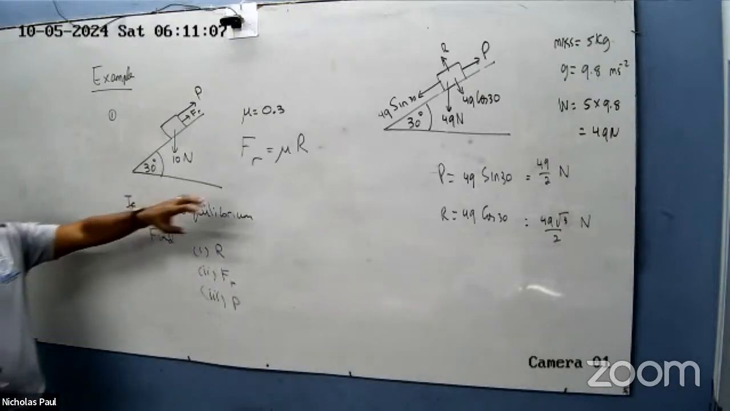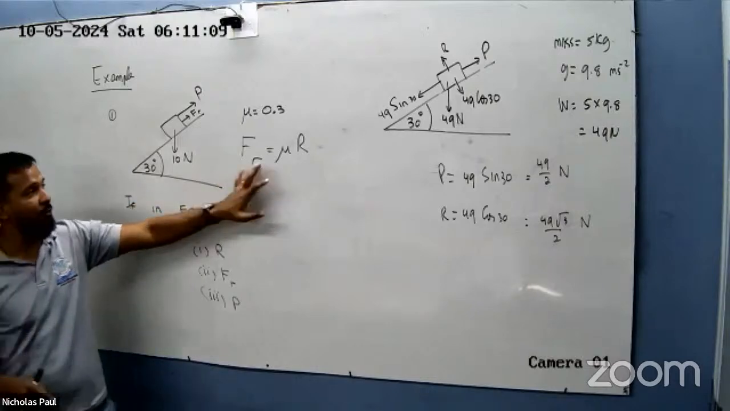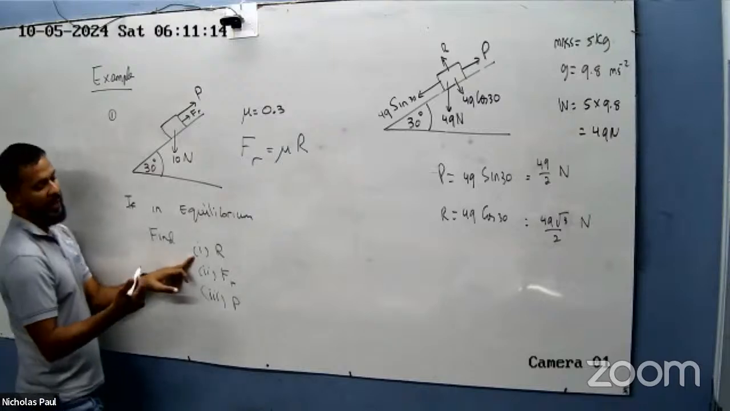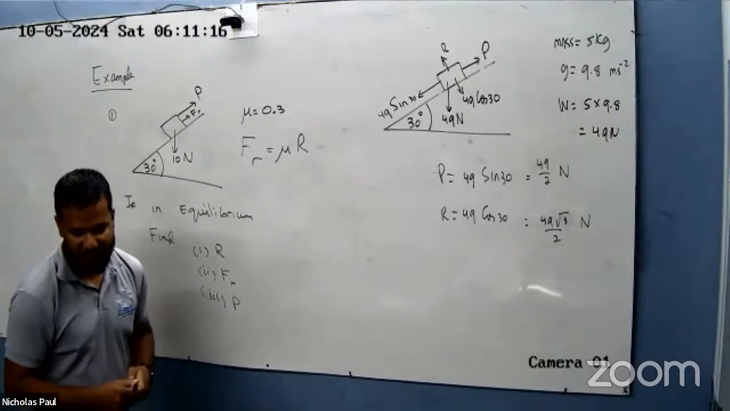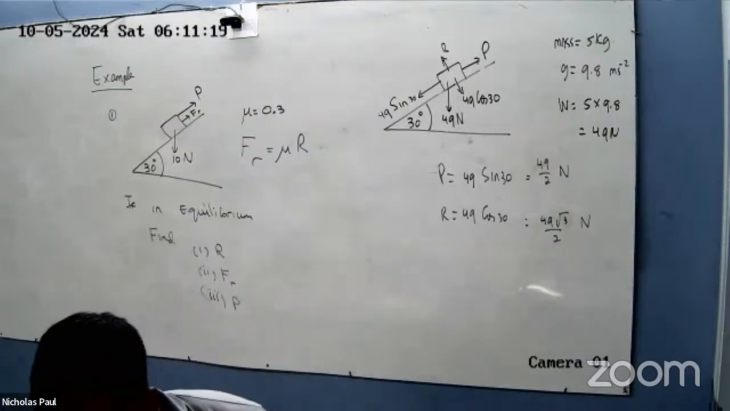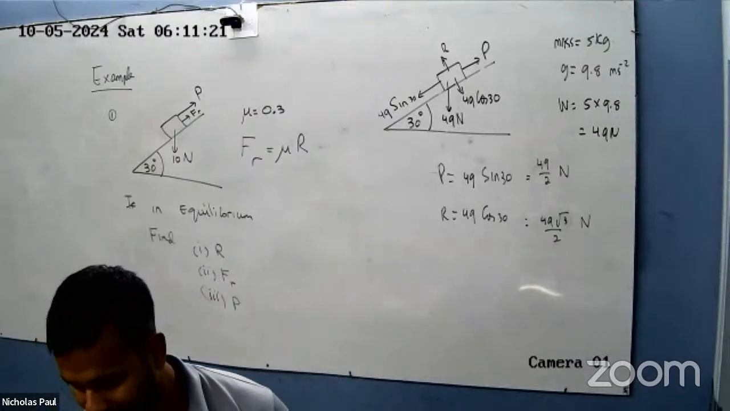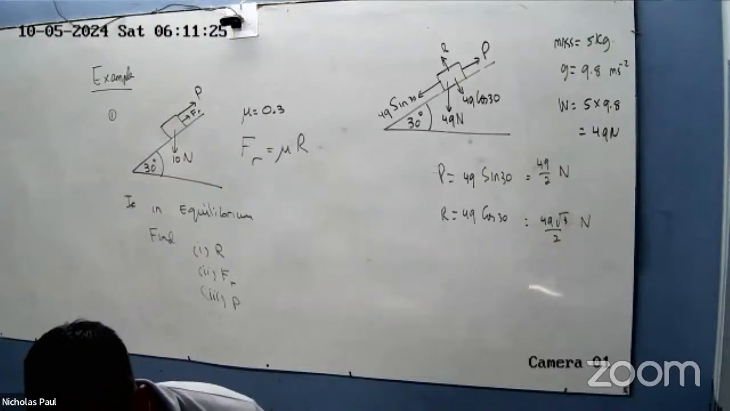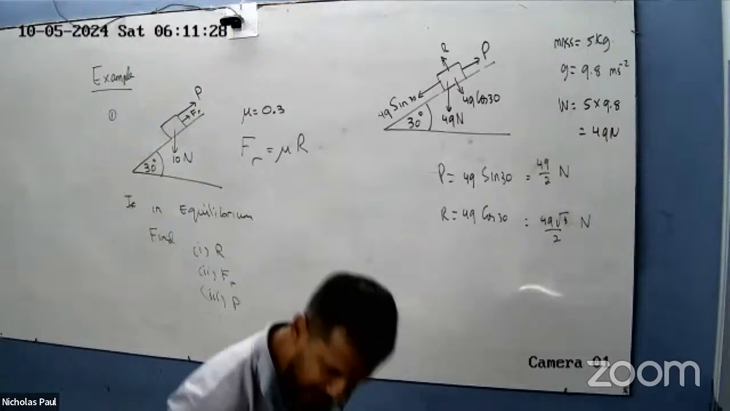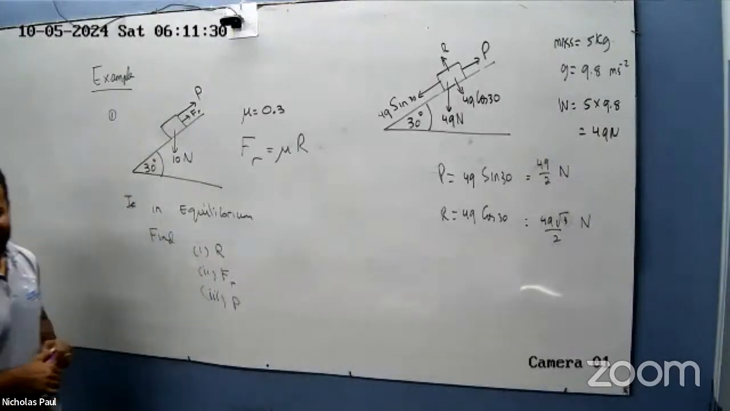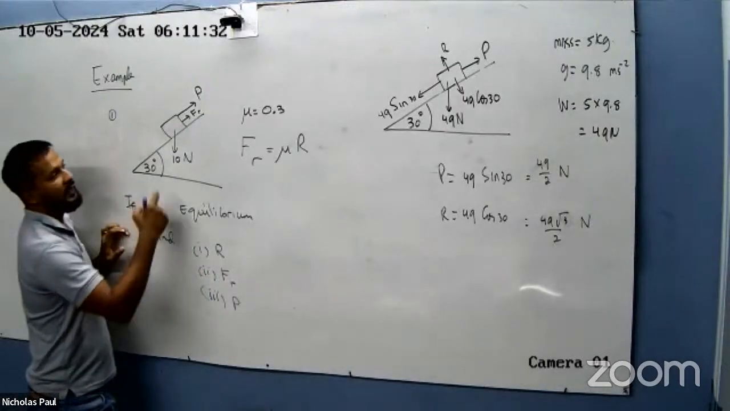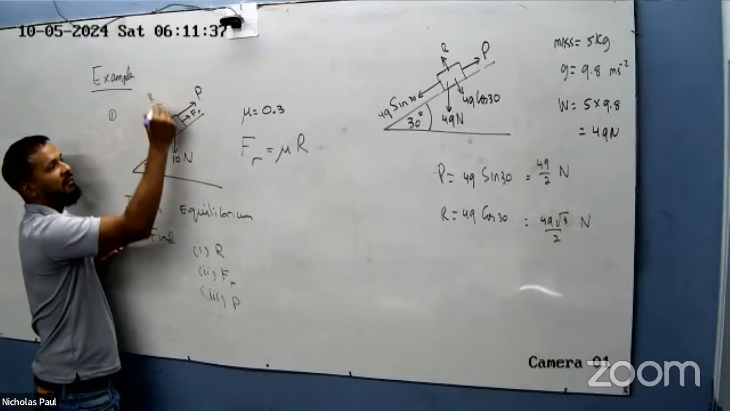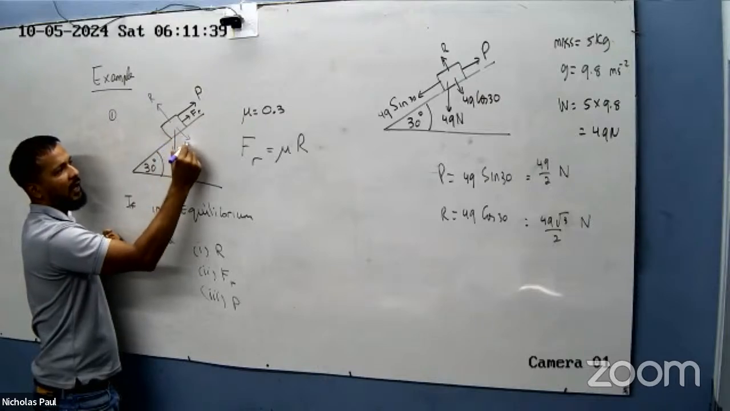Right, so remember, anytime they ask you to find friction, friction is mu by R, right? And they give you mu. So how do we get R? First thing we have to do is resolve. Right, so we have to resolve this, of course, because R is acting here. When I resolve here, that'll be 10.